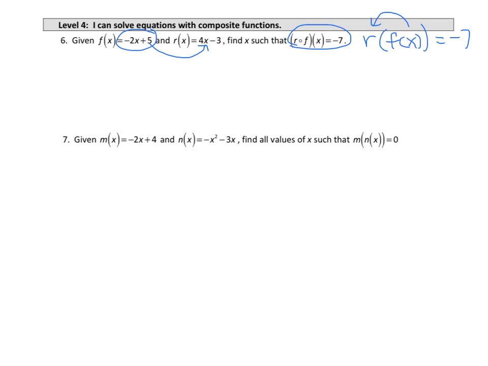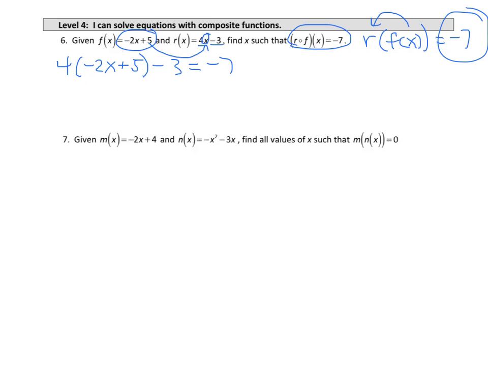So r is my outer function. I write the 4, and then instead of x, I plug in -2x plus 5, and then I bring the -3 down. And then my next step is to set this equal to -7. And now I have an equation that I can actually solve. In level 3 I was just simplifying an expression. Now I'm solving an equation.